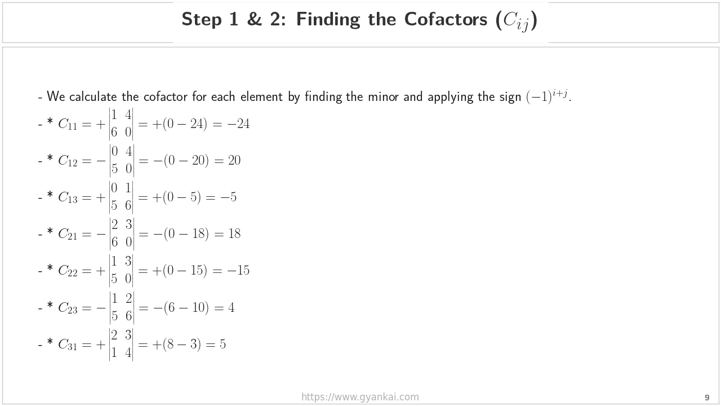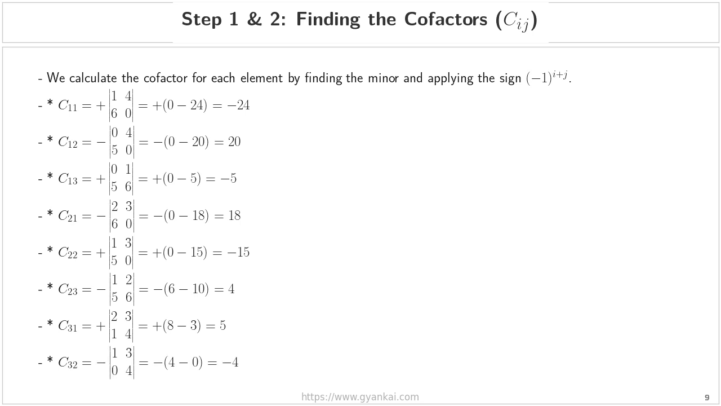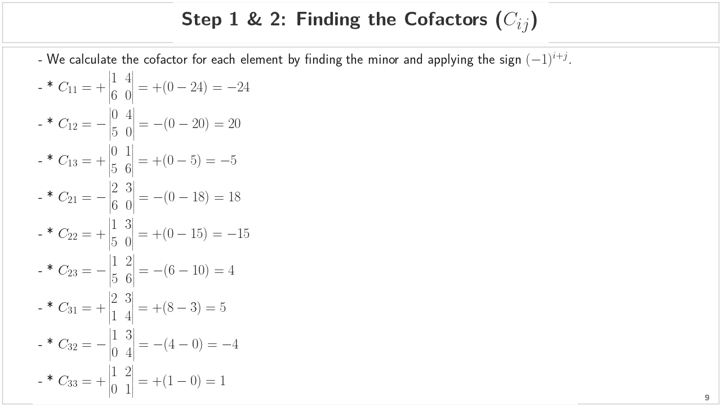Finally, let's complete the third row. For C31, we use a plus sign. We find the determinant of 2, 3, 1, and 4, which is 8 minus 3, resulting in 5. For C32, we apply a negative sign to the determinant of 1, 3, 0, and 4. This is -(1 times 4 minus 3 times 0), which simplifies to -4. Lastly, for C33, we use a plus sign. We calculate the determinant of 1, 2, 0, and 1, which is 1 minus 0, giving us 1.